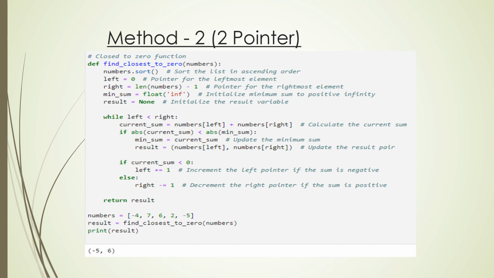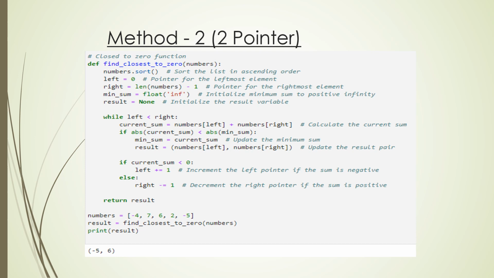Then, using a while loop, we will calculate the current sum. Then we update the current sum in the minimum sum variable and update the result pair in the result variable. If the sum is negative, we increment the left pointer, and if the sum is positive, we decrement the right pointer.